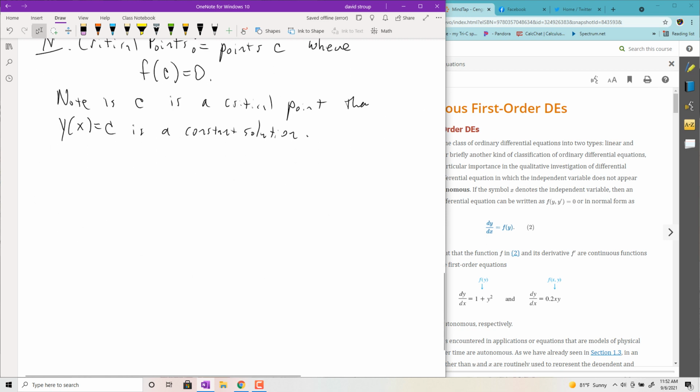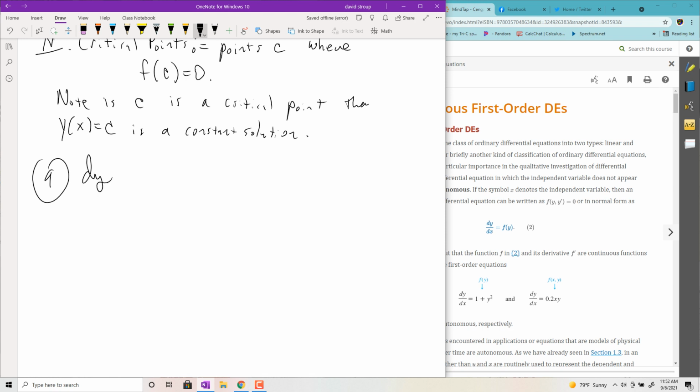Okay, so first let's just look at finding these constant solutions, and then from there we'll try to do a phase portrait, and we'll see it's kind of easy to get the slope field, and then we'll move into the phase portrait.